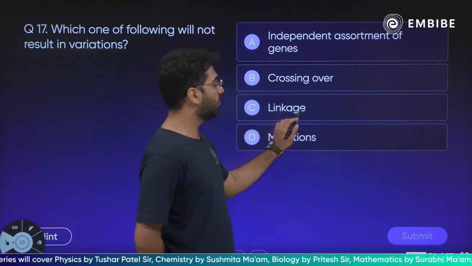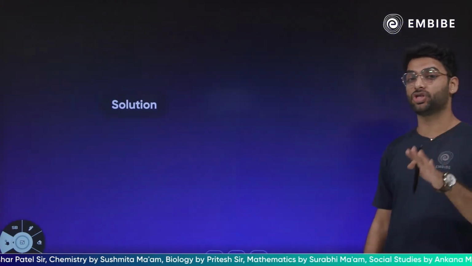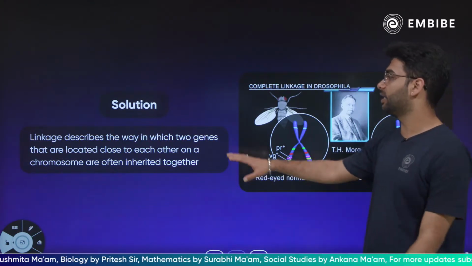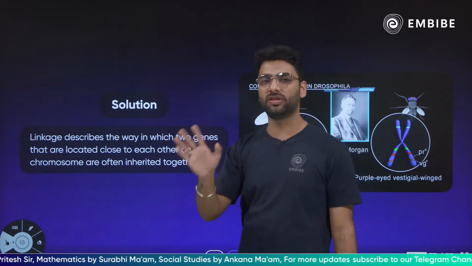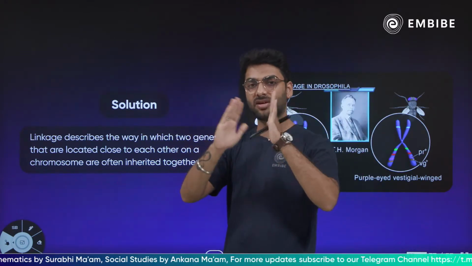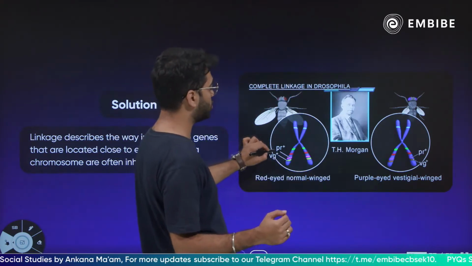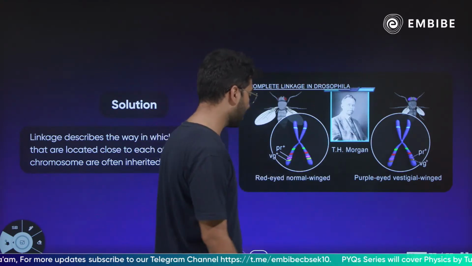So going with, most of you are saying C, which is the correct answer. Linkage is the position, the way genes are located. Linkage describes the way in which two genes are located. They have nothing to do with variation. Linkage is just the way the genes are located, so where the genes are located, they are located at VG plus or PR plus. So all this is the linkage.